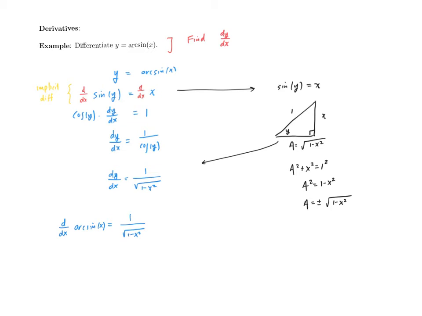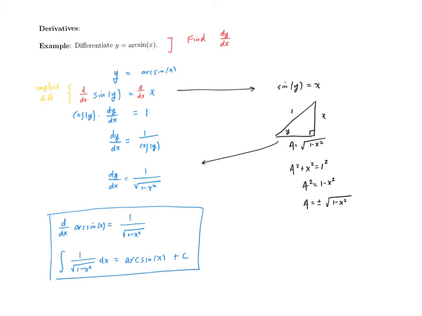And because of this differentiation formula, we also have an associated anti-differentiation formula. The antiderivative of 1 over the square root of 1 minus x squared, something we certainly were unable to handle previously, is now quick and efficient for us. It's simply arcsine plus c. So these are two formulas we want to make sure that we are familiar with.